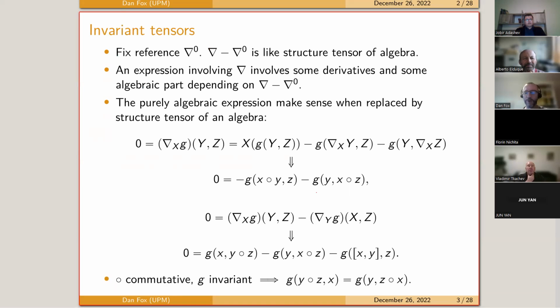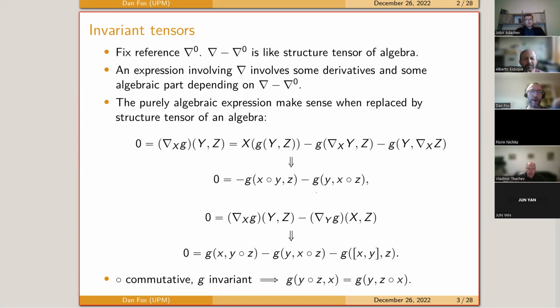So the basic philosophy of how the notions I'm going to describe are obtained is you think of the space of affine connections as a vector space. You fix a reference connection, so you can write any other connection as the reference connection plus some tensor, and this tensor has basically the same symmetries as the structure tensor of an algebra. And so you look at an expression like the covariant derivative of a metric, and you write it out, and you just forget about the terms that involve derivatives. Wherever you see covariant derivatives, you substitute a multiplication, and you get out some condition that now makes sense just on algebras.